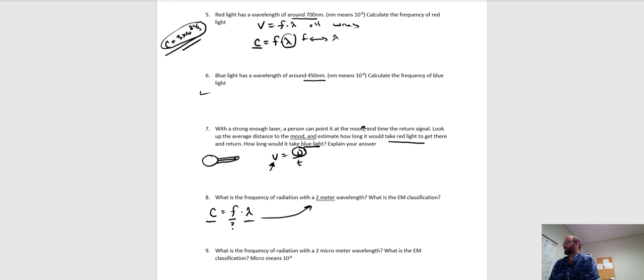Once you have the frequency, or the wavelength, you should be able to look up the electromagnetic spectrum and classify it. Is this an X-ray, or is this blue light, or is this a radio wave? I'll leave that for you to do.